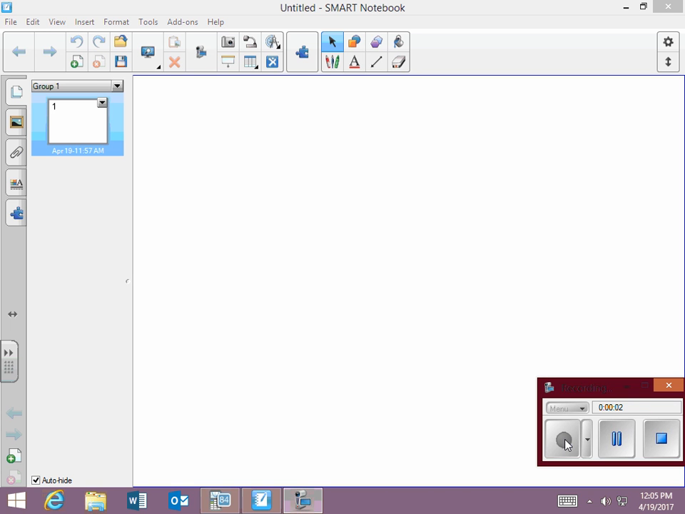Section 4.3 first talks about isosceles triangles, and then at the bottom of the page, theorem 4.5 says, in an isosceles triangle, the angles opposite the congruent sides are congruent.